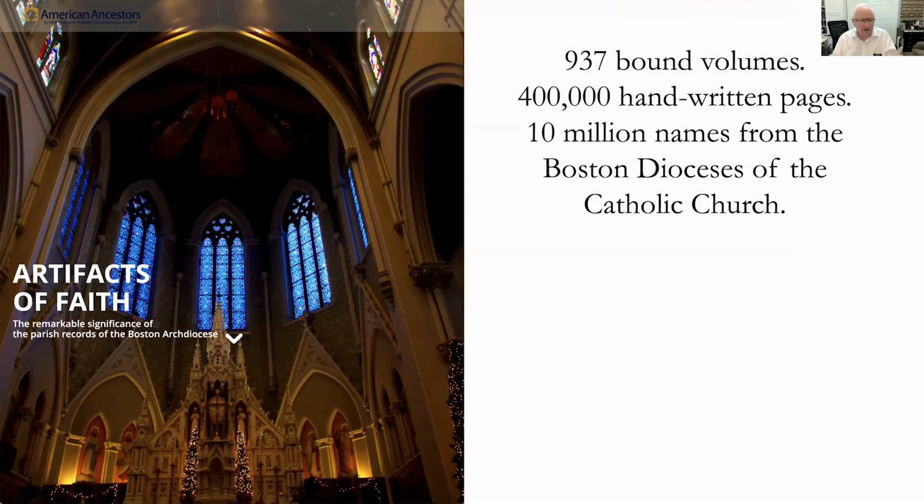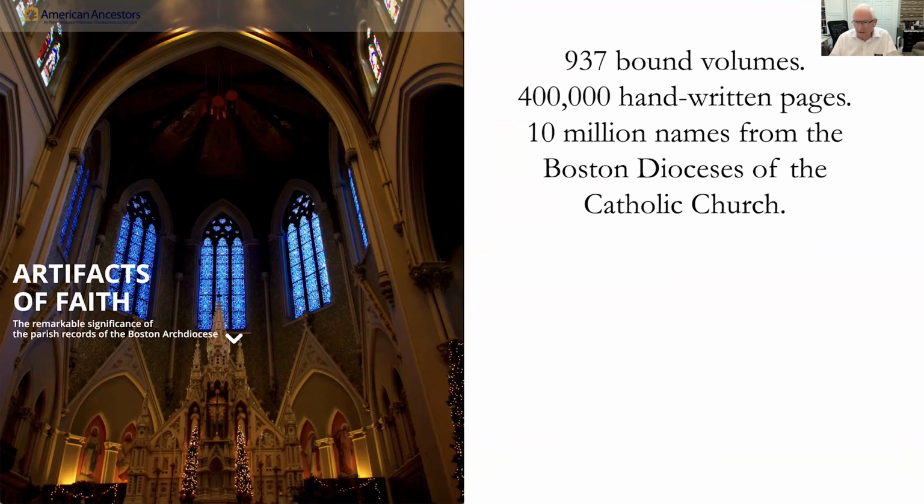This is another instance. As I just mentioned, this is the parish records of the Boston Archdiocese, and they are 937 bound volumes with 400,000 handwritten pages and 10 million names from the Boston Catholic churches. Now, your ancestors didn't have to be Irish to be Catholic, but Irish immigrants were predominantly Catholic.